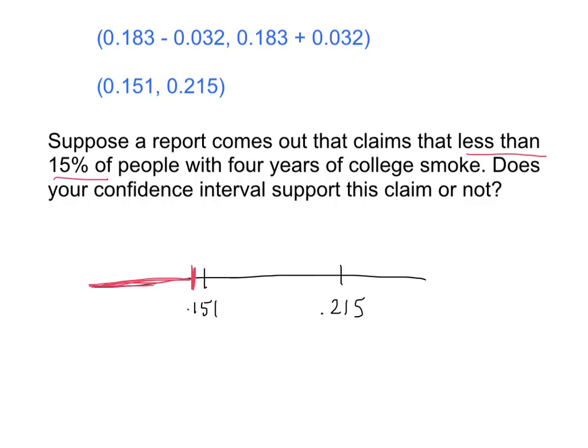Notice it does not fall in our confidence interval right here. And so their claim is outside of our confidence interval. And so we would not support their claim. We would not support their claim because we think that actually it's a higher percentage of people with 4 years of college who smoke.